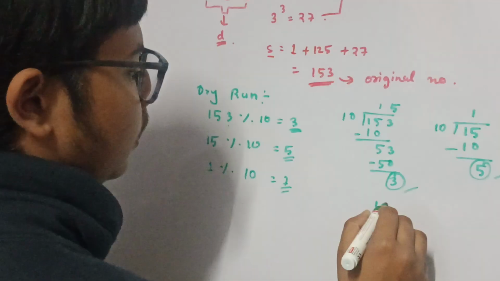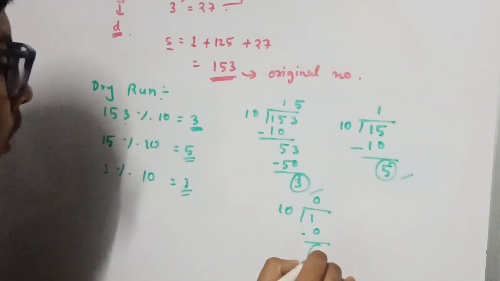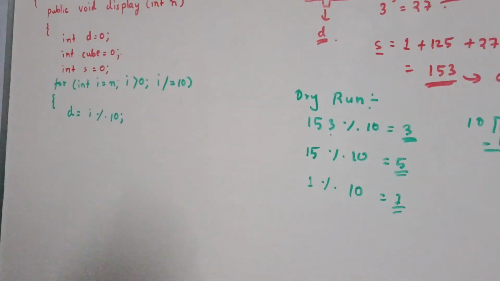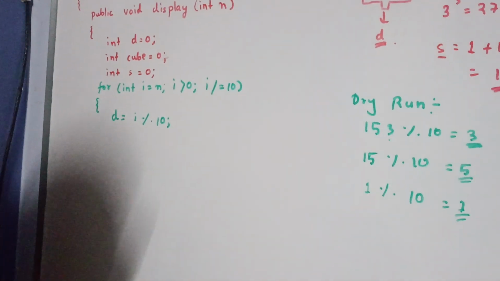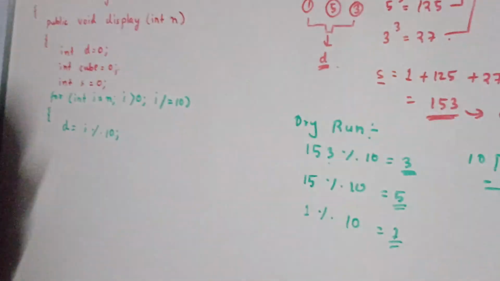Just check. You will get 1. Okay, so in this way you have separated the 3 digits from your given inputted number. Okay, so next what will we do? Next we will find the cube of each digit.